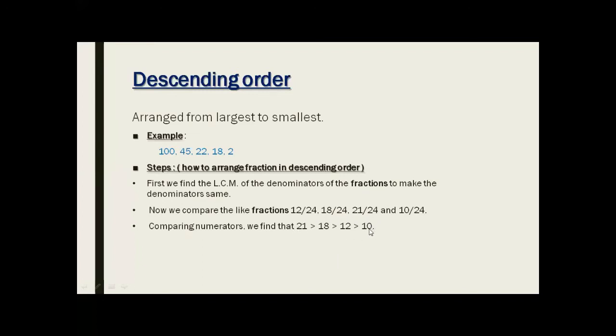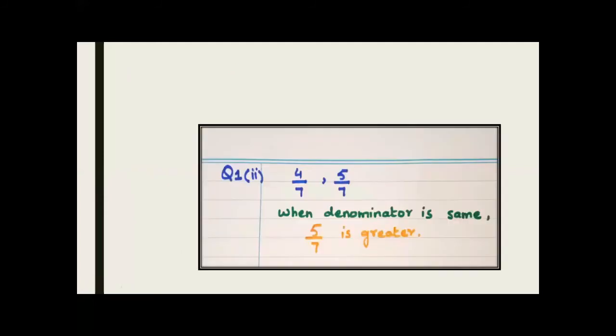So simply we can say that descending order means arranging the values or numbers from largest to smallest. When the denominator is the same, we simply compare the fractions. The fraction which is greater, we will write first, after that next and next. So 21, then 18, then 12, and then 10. Okay. Now, the descending order of the fractions is 21, 18, 12, and 10.